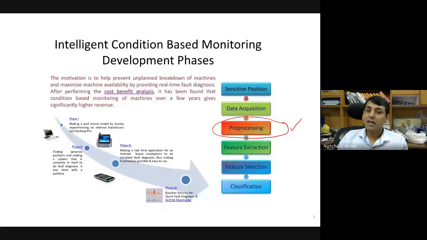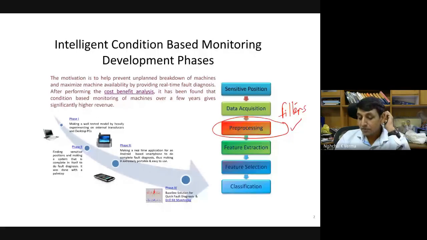And that, if we directly use, will create lots of issues in terms of the accuracy, right? So we would always wish to have a better signal before we move forward. So we use certain filters and other related stuff here.